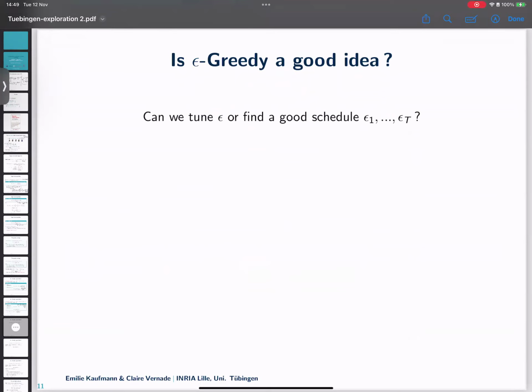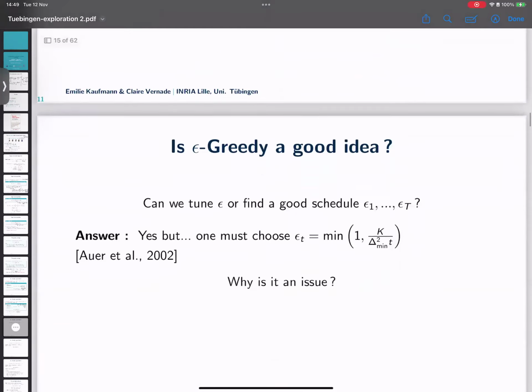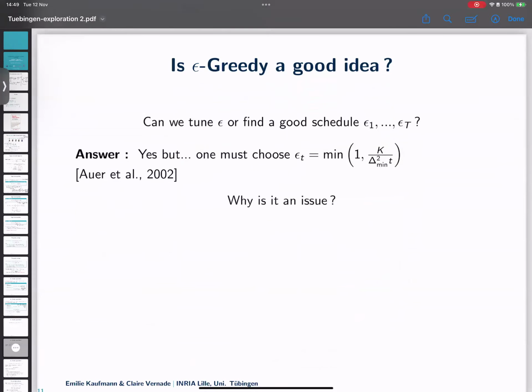Decay epsilon. So that's a very good idea. Actually, it's an existing idea. People have proved that it's a good idea. You could decay epsilon by something like k over t. If you decay epsilon in a hyperbolic way like this, then you can prove that the regret of epsilon greedy is actually bounded, it is not linear anymore.